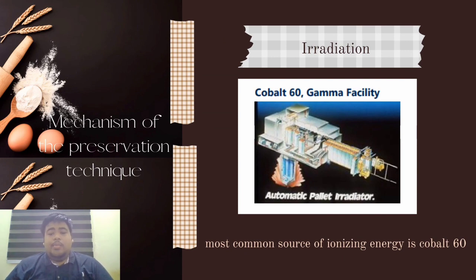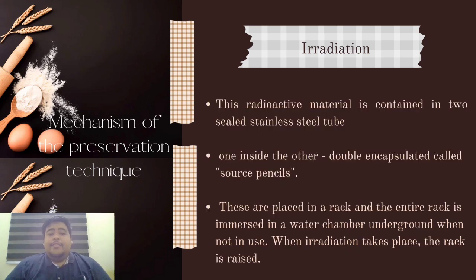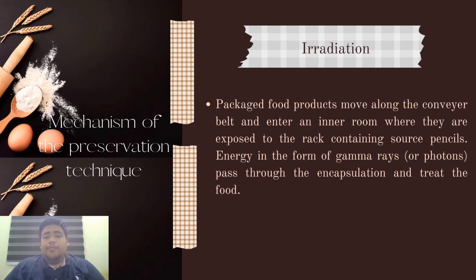And the most common source of ionizing energy is cobalt-60, which is a gamma ray. This radioactive material is contained in two stainless steel tubes, one inside another, which form a double encapsulated source called a suspenser. These are placed in a rack, and the entire rack will be immersed in a water chamber underground when not in use. When the irradiation takes place, the rack will be raised to expose the radiation. The packaged food product will move along the conveyor belt and enter an inner room where they are exposed to the rack containing the suspenser. Energy in the form of gamma rays or photons will pass through the encapsulation and treat the food.